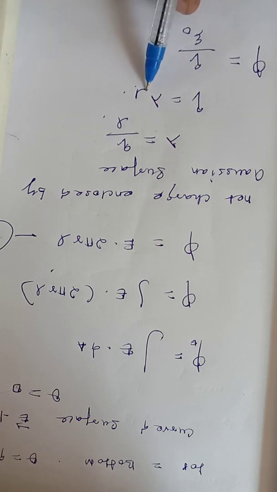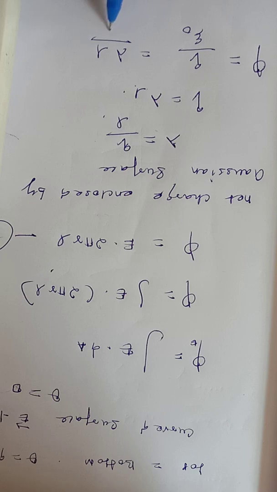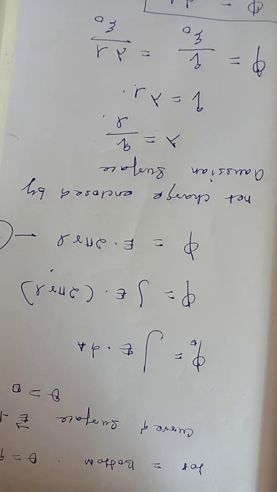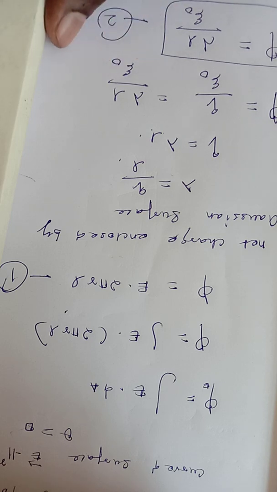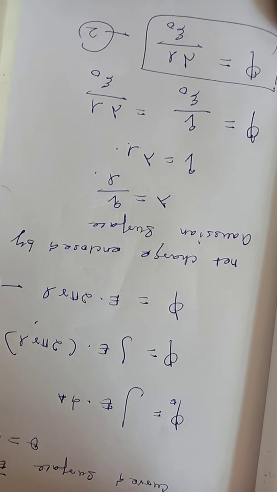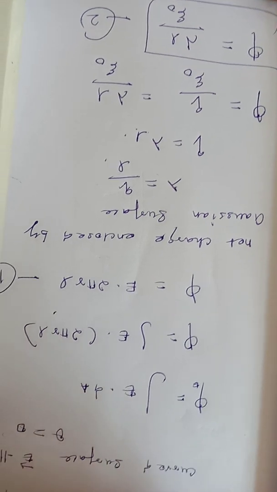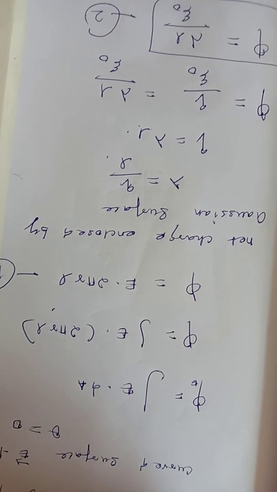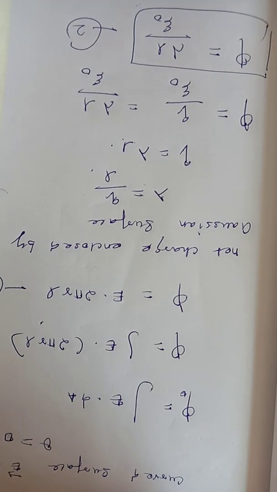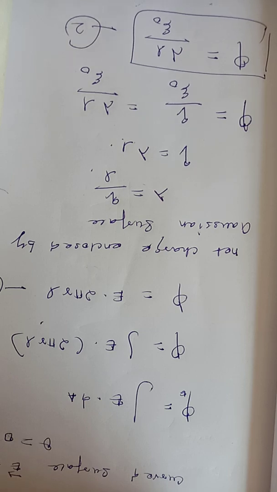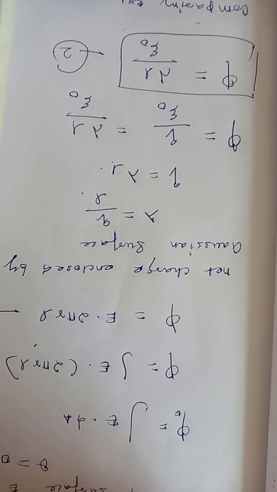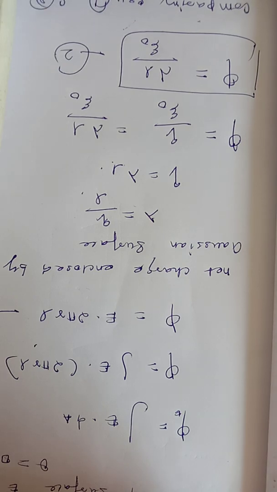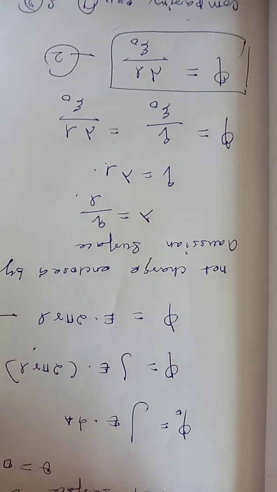Now the Q value is known: Q is equal to lambda L. So phi is equal to lambda L by epsilon naught. This is equation 2. Already known equation 1: phi is equal to E times 2 pi r L. Comparing equations 1 and 2.